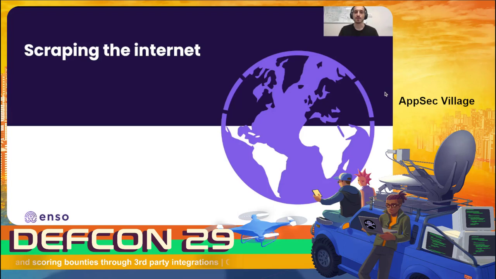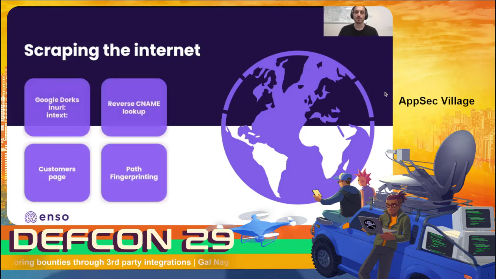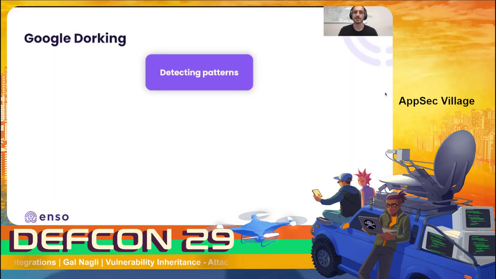So what we'll do now, we'll scrape the internet. Utilizing certain Google Dorks, such as in-URL or in-text, we'll look for reverse CNAMEs, for the customers page, and for the past fingerprinting. So first, let's detect patterns with Google Dorking.